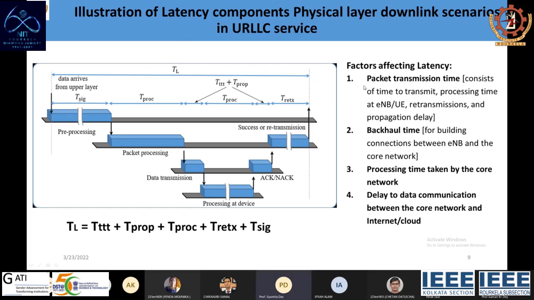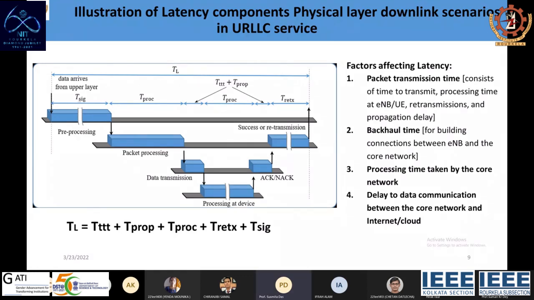Of course, we need the transmission time, then backward time, processing time taken by the core network, and delay in the transition between the core network and the internet cloud. So in order to meet the stringent latency requirement, the packet transmission time, that is the time to transmit TTI, should be in the order of hundreds of microseconds, okay?